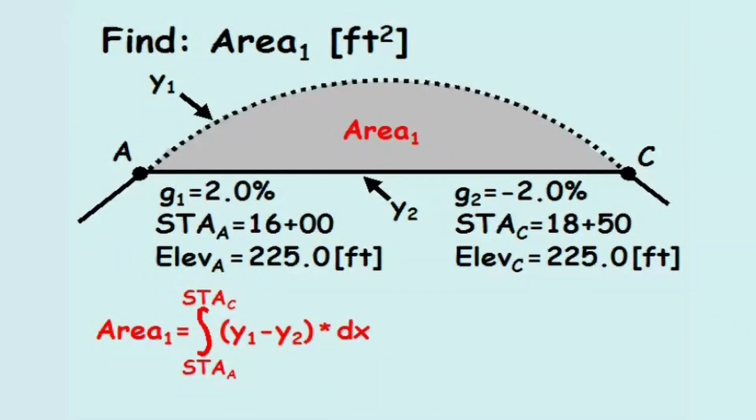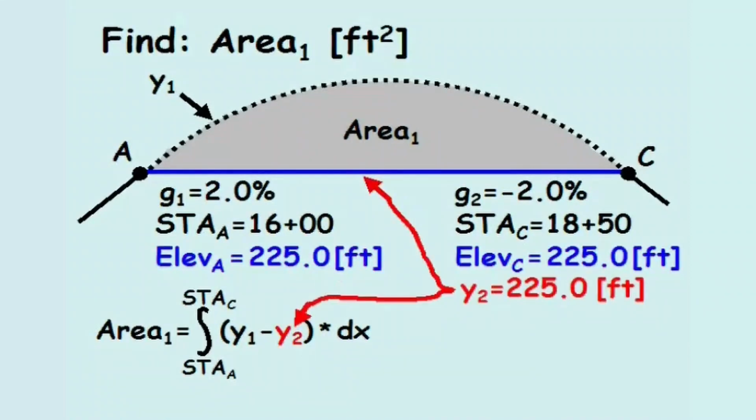Since we're integrating over the horizontal distance, dx, we'll determine our equation for y1 and y2 as functions of variable x. We'll first determine the equation for y2, the straight line between points A and C. The problem statement shows the elevation of point A and the elevation of point C both equal 225.0 feet. Therefore, the equation for y2 equals 225.0 feet.